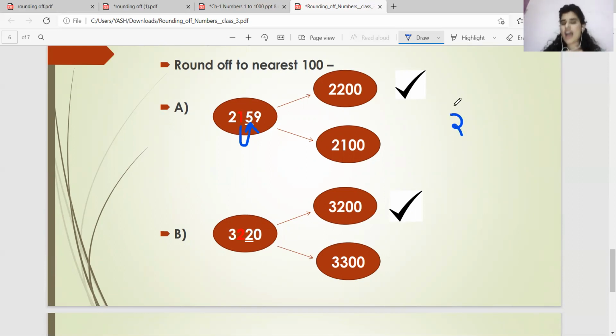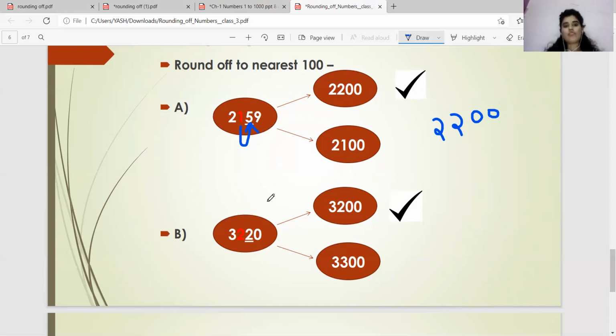On the left hand side we have one digit, that is 2. You have to write that 2 as it is, because it is on the left hand side of the highlighted digit. On the right hand side we have two places, the ones place and the tens place. For those two places you need to make two zeros. So the answer is 2200.